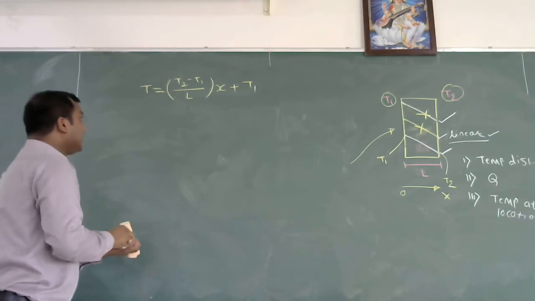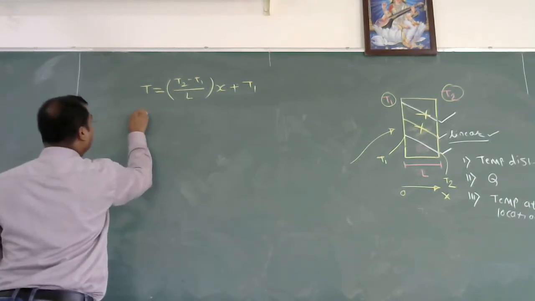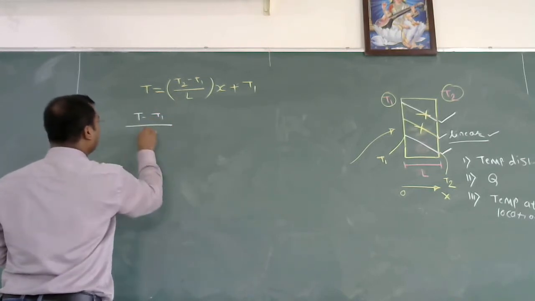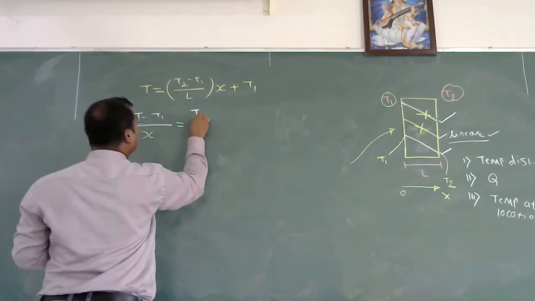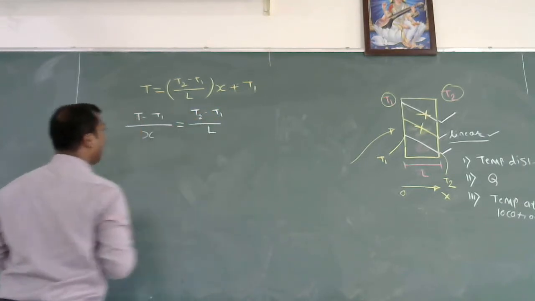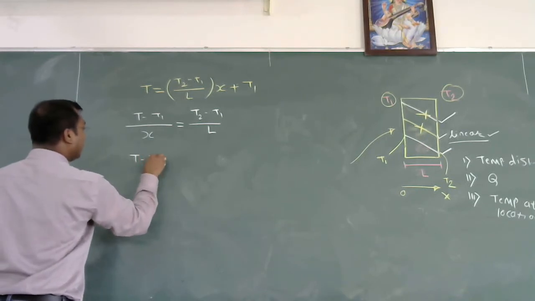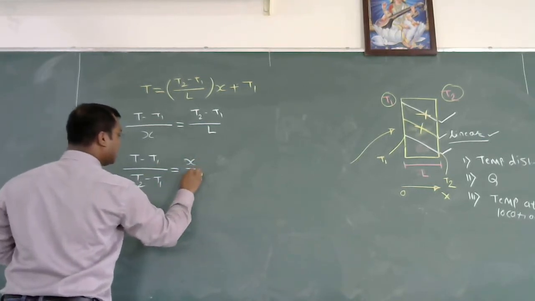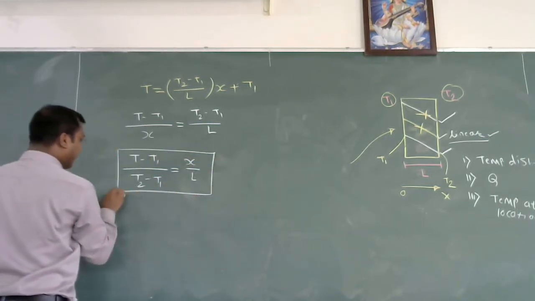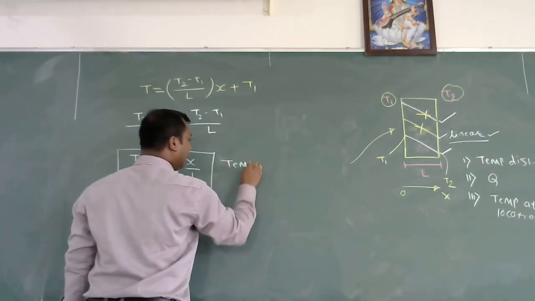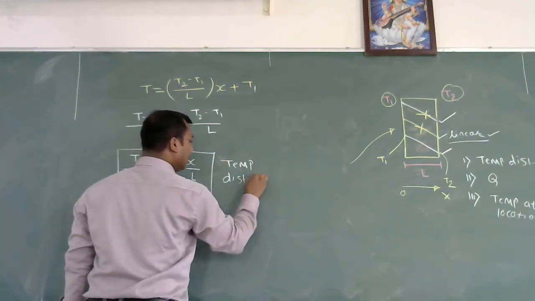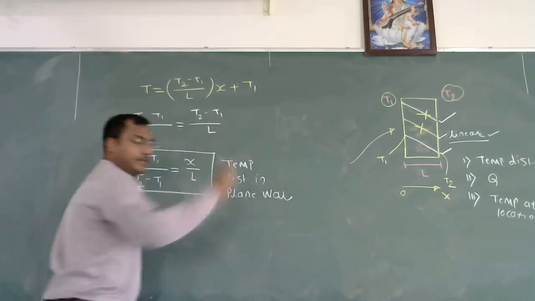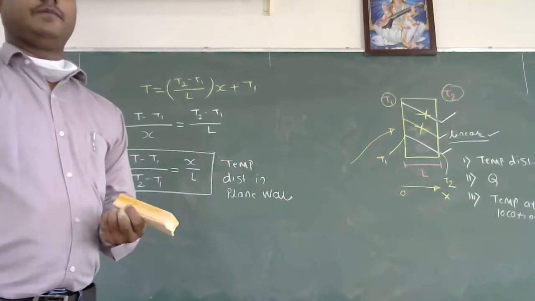Right. So if I rearrange the equation, (T minus T1) divided by x will give me (T2 minus T1) divided by L. Again, if I modify it, (T minus T1) by (T2 minus T1) will become x by L. So this is the equation, and this equation we call the temperature distribution in a plane wall.